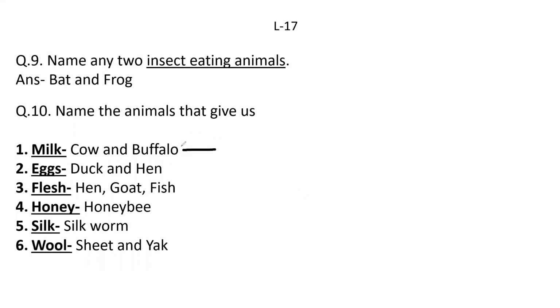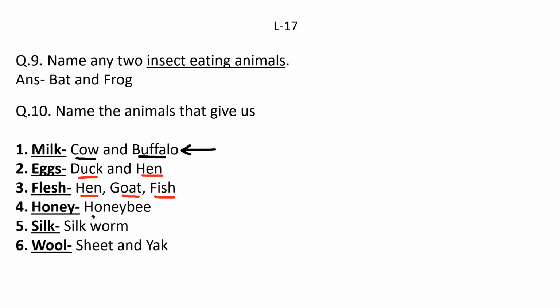Like milk. Look at this. Cow and buffalo give us milk. Eggs. We get eggs from duck and hen. नाउ फ्लैश. फ्लैश चाहे हम खाए चाहे एनिमल्स खाएं, ह्यूमन बींग्स भी खाते हैं ना फ्लैश, तो वो किससे मिलता है हमें? हैन, गोट या फिश. कई लोग पिग भी खाते हैं. तो वी गेट फ्लैश फ्रॉम ऑल दीज एनिमल्स. So these are flesh giving animals.